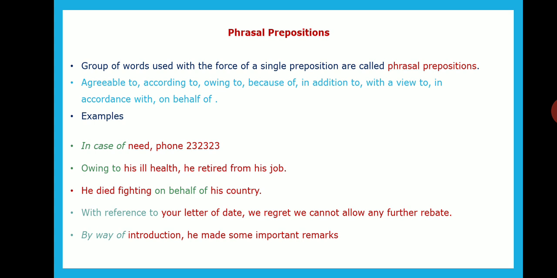Phrasal prepositions. Let us read the examples. In case of need, phone 232323. Okay, that is a helpline number. So 3 words in the beginning of the sentence. In case of, they are called phrasal prepositions. Next, owing to his ill health, he retired from his job. Owing to is a phrasal preposition.